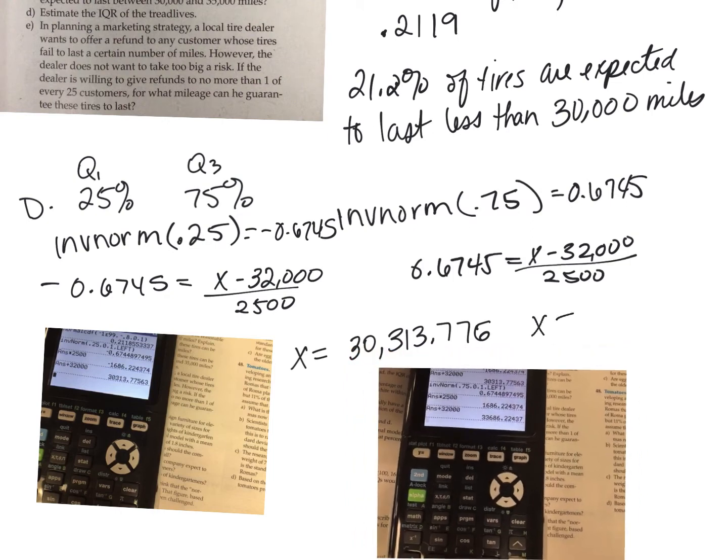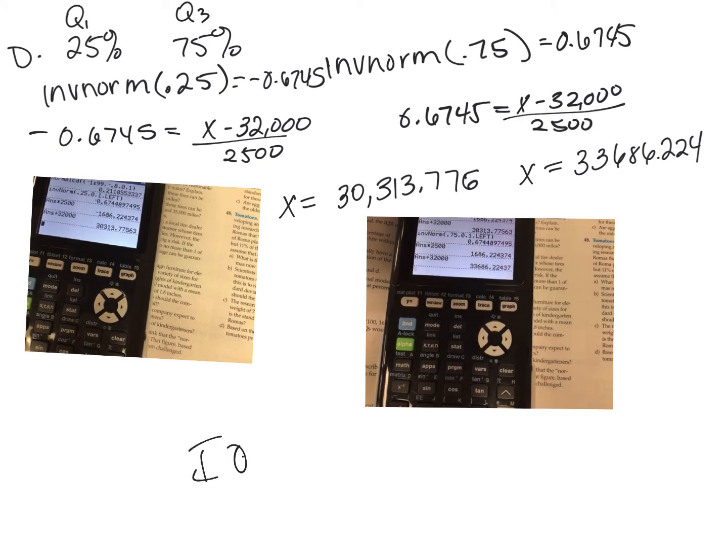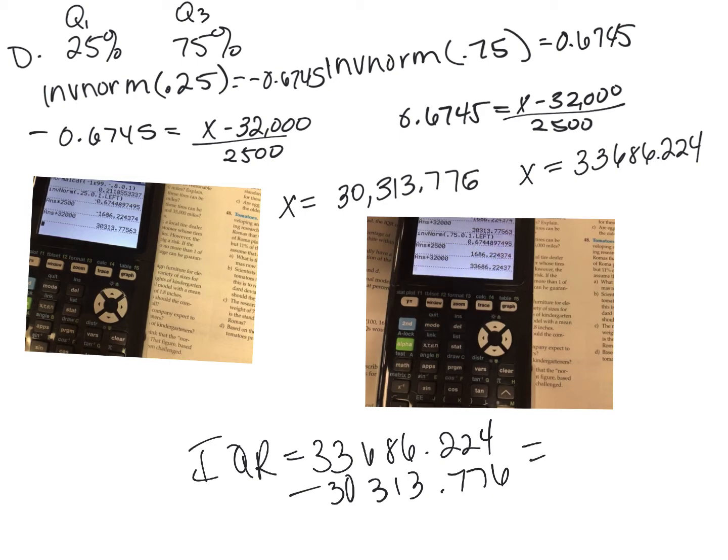So x equals 33,686.224. Now I can subtract, and I can even just use the up arrow and do minus, grab the old answer. So the IQR is 33,686.224 minus 30,313.776, which equals 3,372.449. So there's your IQR. So you want to try not to round in your calculator.